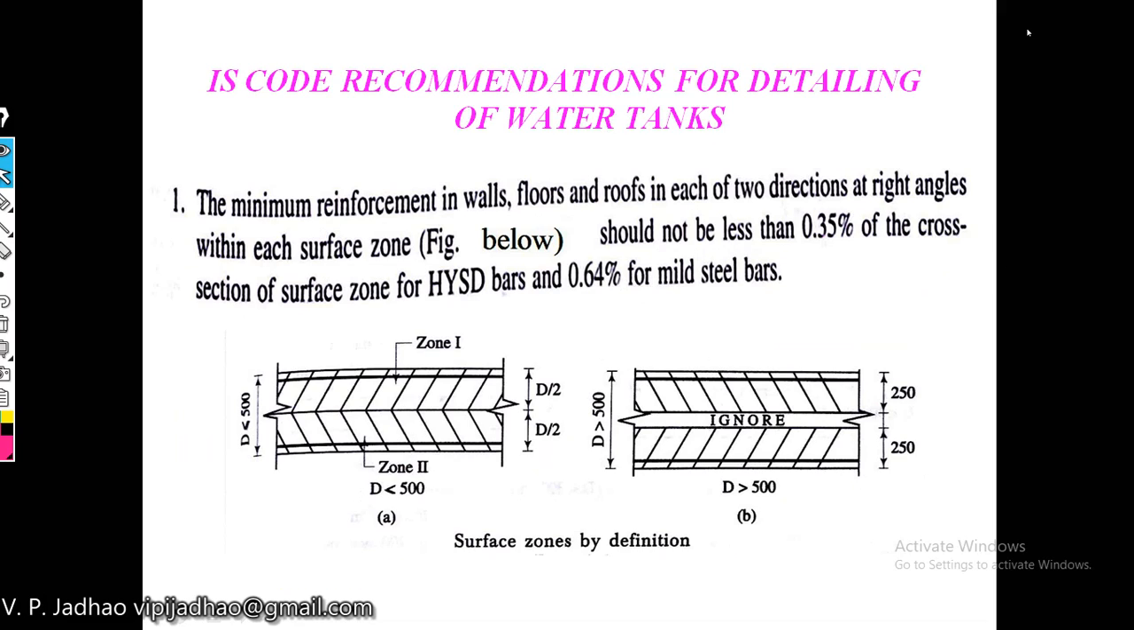Now, IS code recommendations for detailing of water tanks. We know that these types of water tanks are subjected to hoop tension, and they may be subjected to bending moments also. Our requirement is that the water tank should not leak. Therefore the width of cracks is required to be limited, and shrinkage cracks and other types of cracks should not develop after construction also. For limiting these, the IS code has given some recommendations for detailing of water tanks.